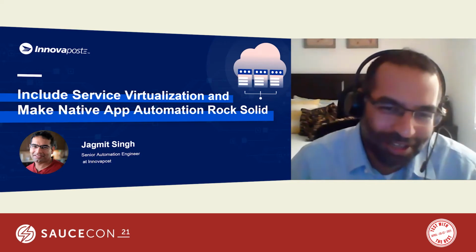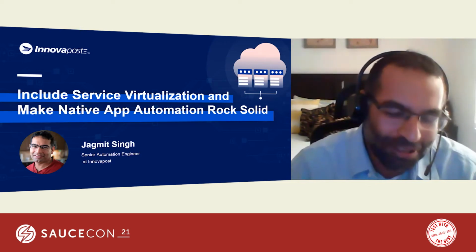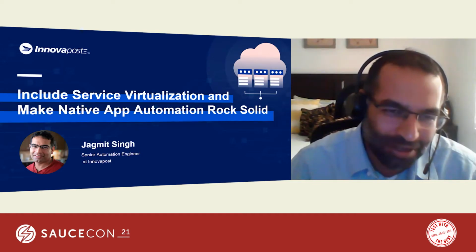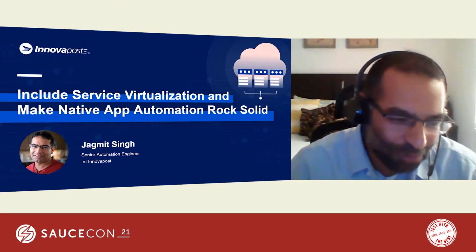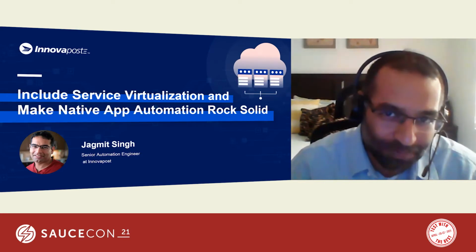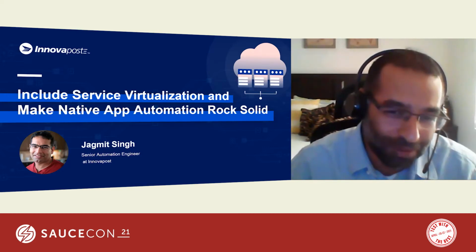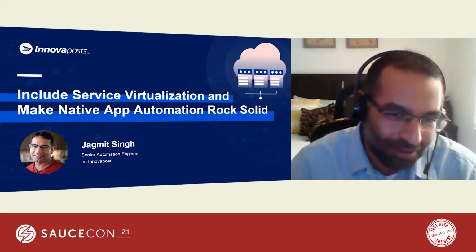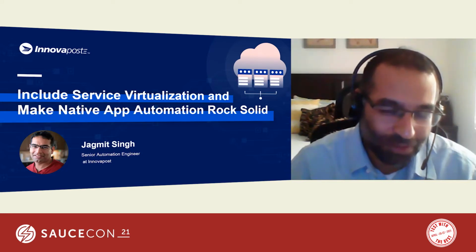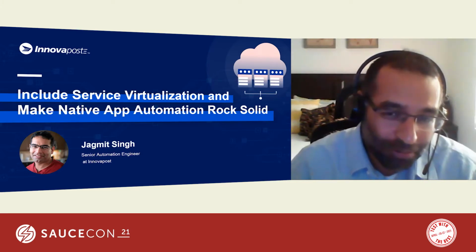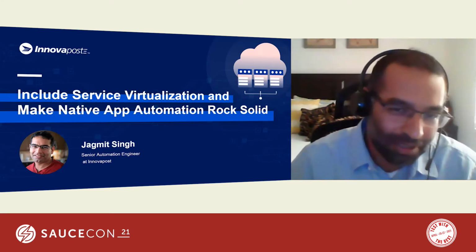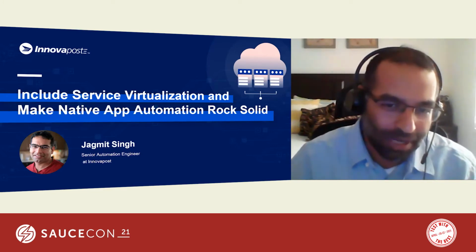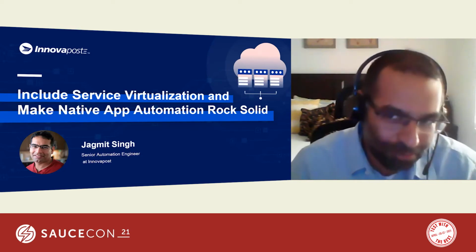Before I dive into my presentation, I want to introduce myself. I'm Jagmit Singh, a senior automation engineer at Innovapost. Innovapost is an IT subsidiary of the Canada Post group of companies. Hopefully a lot of you have heard about Canada Post. It's one of the Crown corporations in Canada which delivers parcels and letter mail all over the country. Innovapost delivers IT services and IT solutions to the Canada Post group of companies.